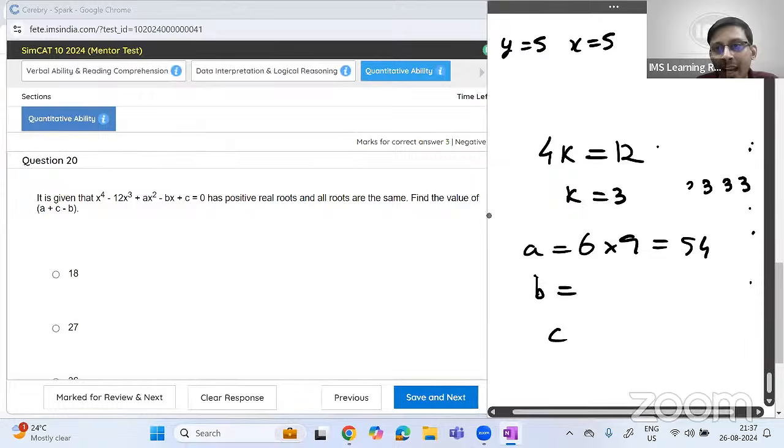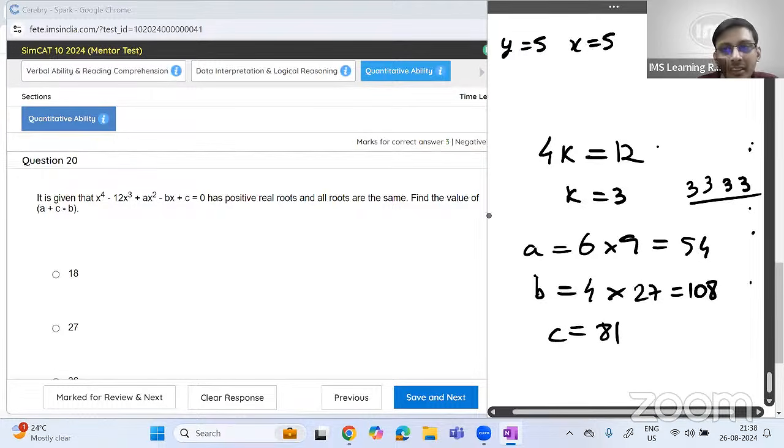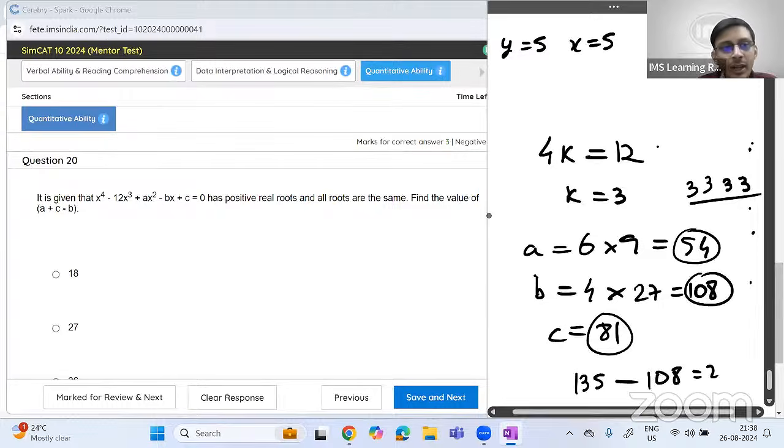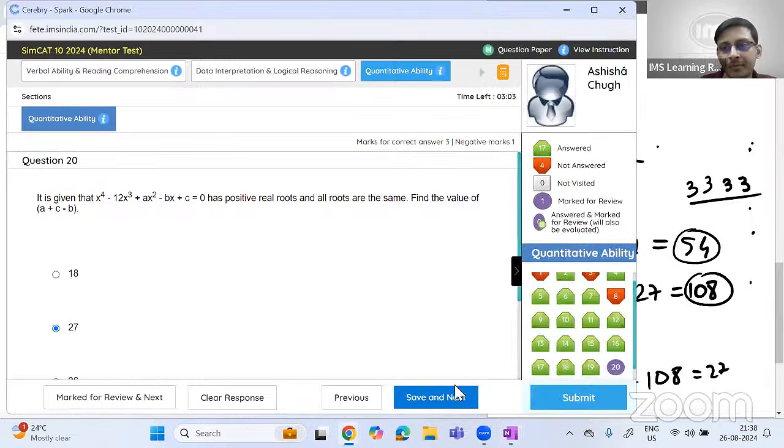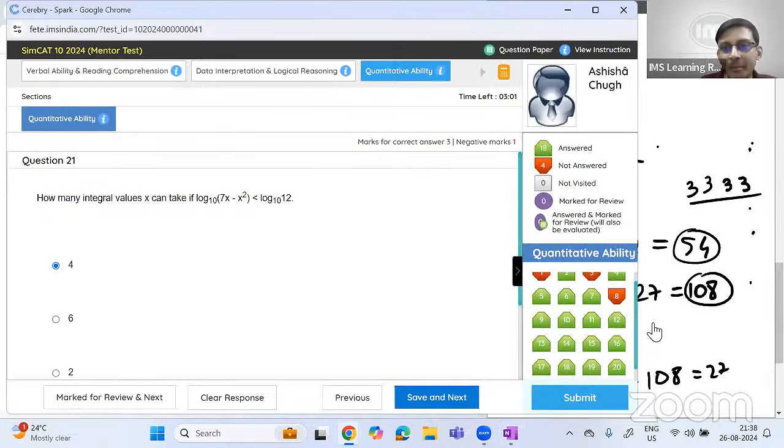Yeah. And then we'll have 4C3, 4 combinations, each combination 3 into 3 into 3, 27. Yeah, 108. C will be simply the product of all the 4 roots, which should be 81. Yeah, now A plus C minus B: 54, 81, that is 135 minus 108, 27. Yeah, that was a pretty silly mistake.